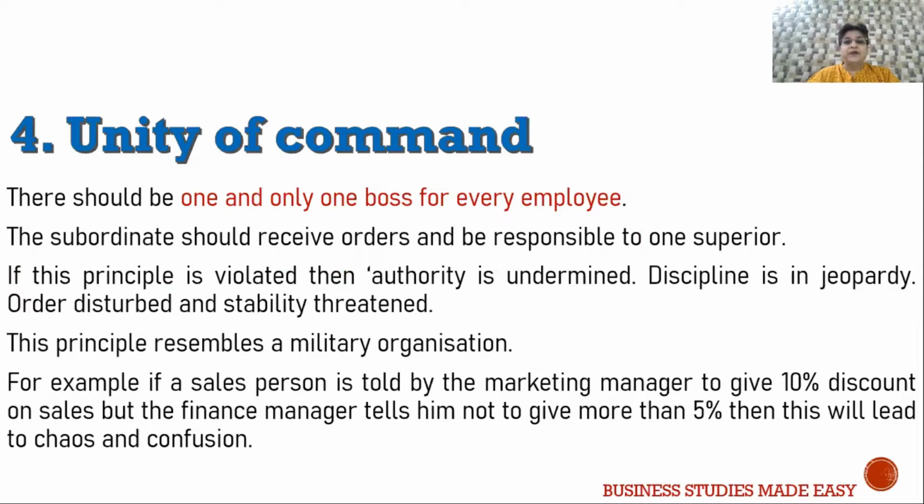So for example, the salesman was given the target of selling at 10% discount. The marketing manager told him to sell the goods at 10% discount because the more the discount, the more will be the sales. But the finance manager told him, don't sell it at 10% discount, sell it at 5% discount because if you give more discount, that means the profit will be less. Now the salesman is confused. He doesn't know whether to sell at 10% or 5%. So he'll try to avoid selling altogether. So if there's more than one boss, then it leads to chaos and confusion. Therefore, Fayol said that there should be unity of command.